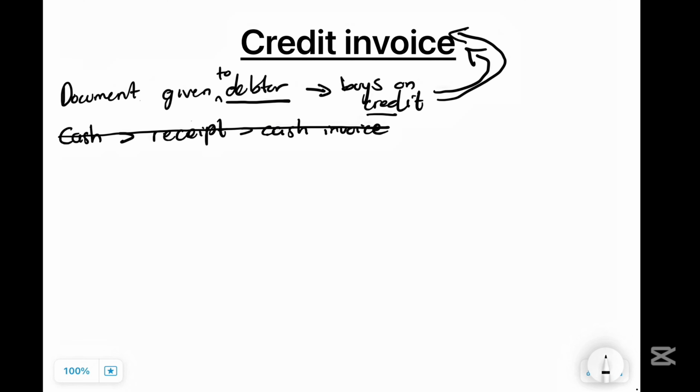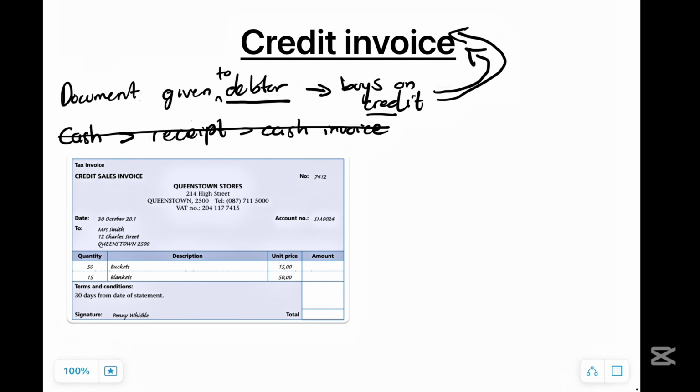So now I am going to show you what a credit invoice looks like, because you should be able to analyze it and know what information is in the credit invoice. So this is how a credit invoice looks. On your top left, it says tax invoice, credit sales invoice. So it means someone bought goods on credit, and this is the document that they have received to show how many goods have been bought or sold to that person on credit, on what date and for how much.